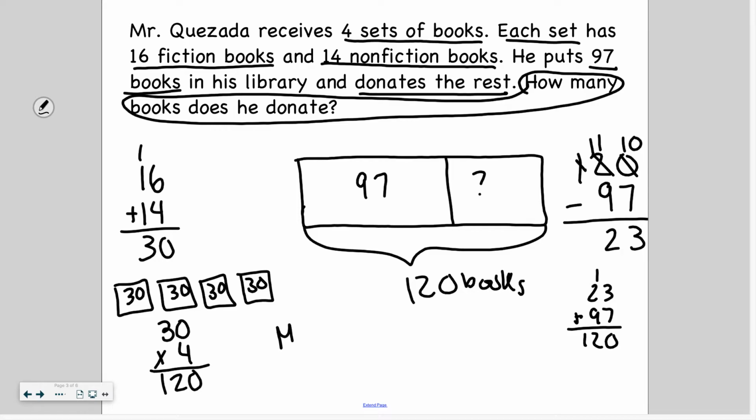So Mr. Quesada donates 23 books. So to recap, I didn't know how many books he had. That was my first step, to figure out how many books he had. Then I had to subtract the books he keeps from the books he had to find out how much he donated. Right? That's why it was a two-step problem.